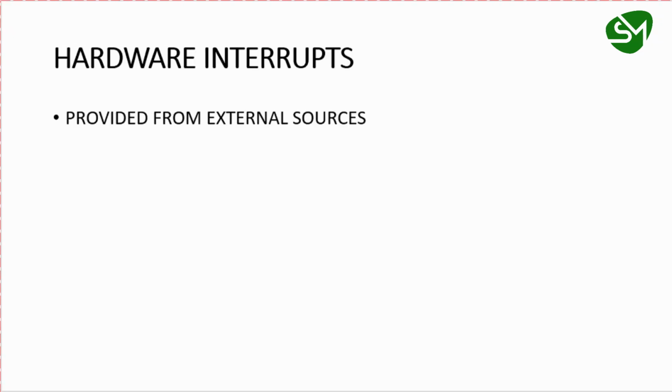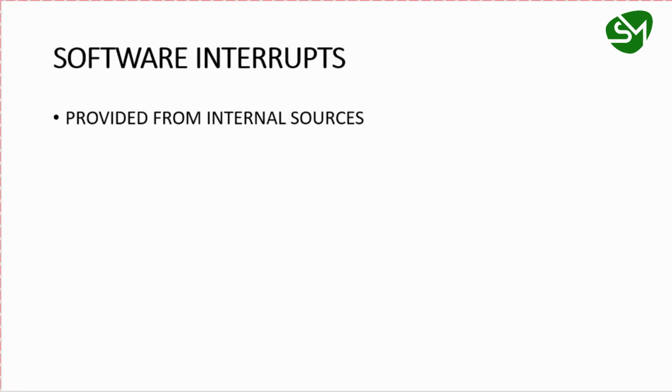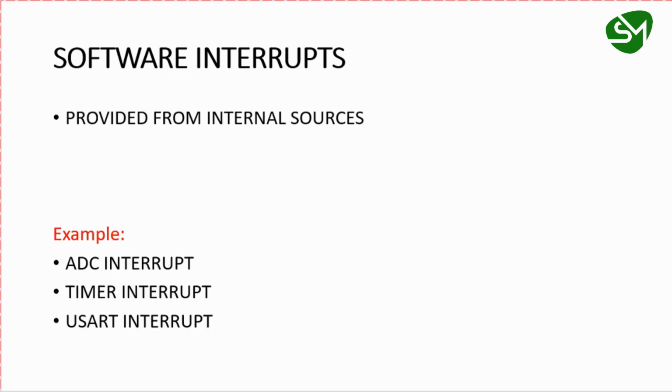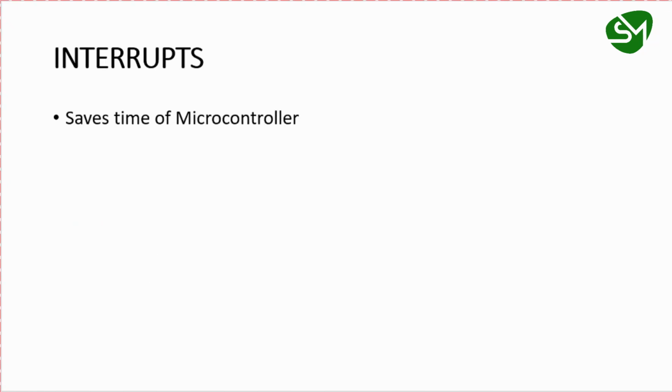Basically, there are two types of interrupts: software interrupt and hardware interrupt. Hardware interrupts are mostly provided from external sources to the microcontroller. A very good example of a hardware interrupt is the external interrupt, and software interrupts are provided from the internal sources of the microcontroller, that is, from the peripherals of the microcontroller. The examples are ADC, timer and USART interrupts. Using interrupts in a program saves time for the microcontroller.